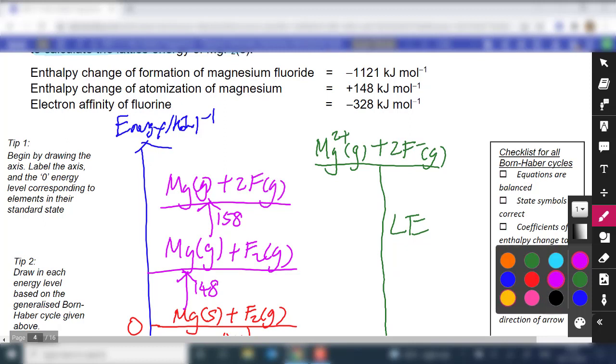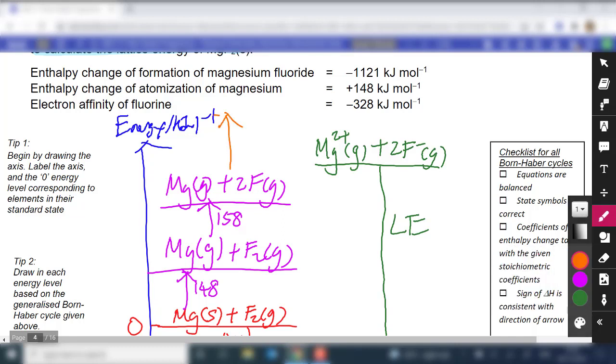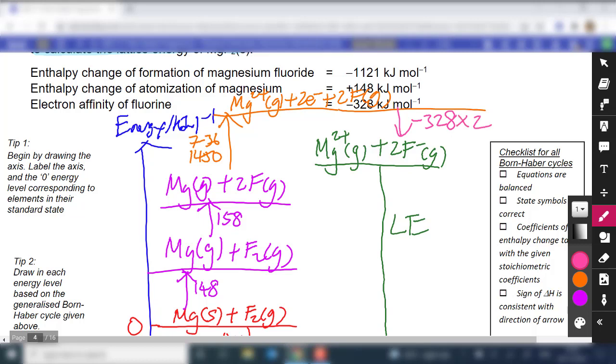Okay, then finally, I'm going to introduce ionization energy. So for ionization energy, I'm going to do the first 2 IEs together. So that will be 736 and 1450. Okay, so I will end up with Mg2+ gaseous plus 2 electrons plus 2F gaseous. Okay, I will complete the rest by moving down. So maybe I should extend the line a little bit. Then I will move down, and in that case, I'll be defining the electron affinity of fluorine. But remember, you need to multiply by 2 because you are forming 2 moles of fluoride gaseous ions.